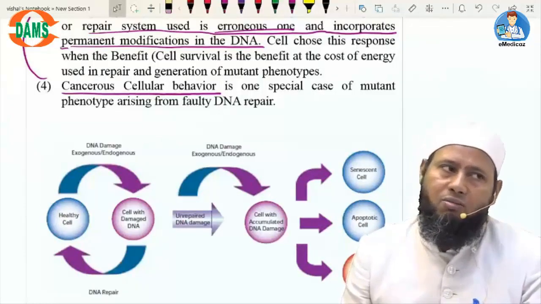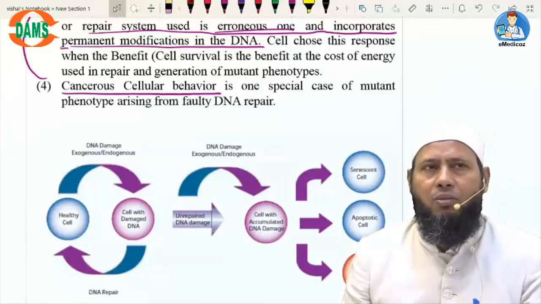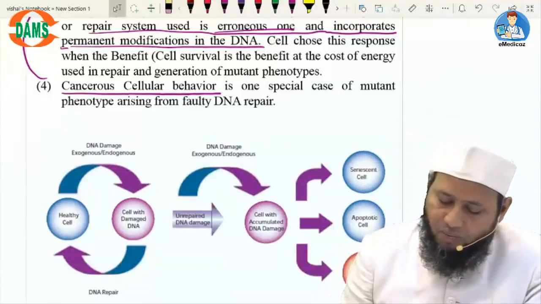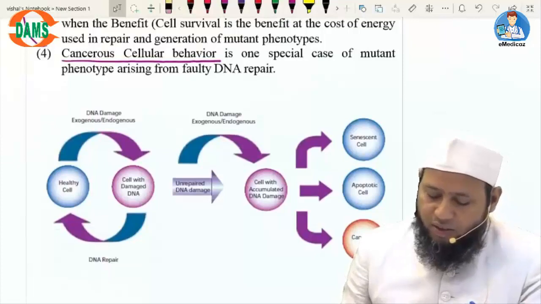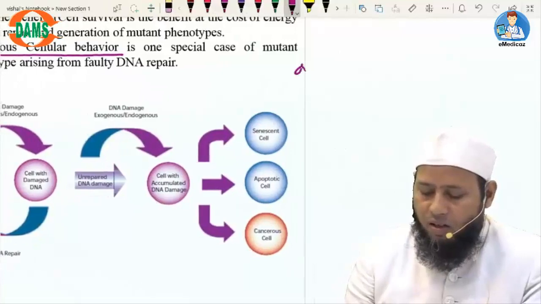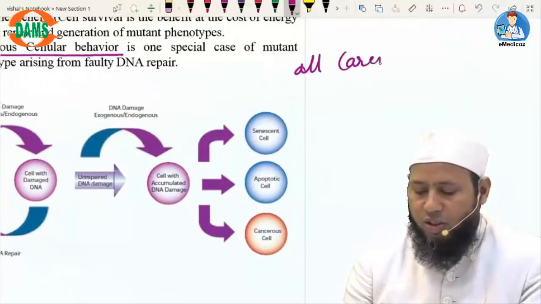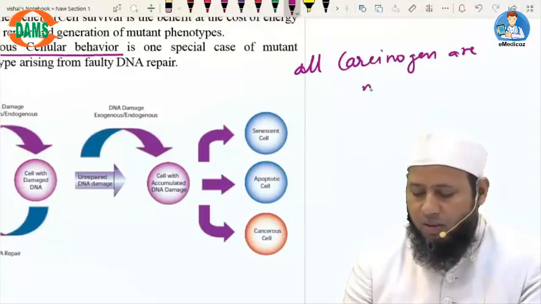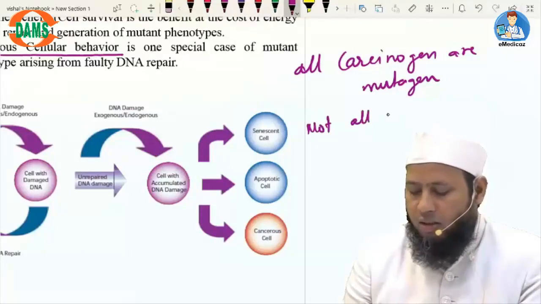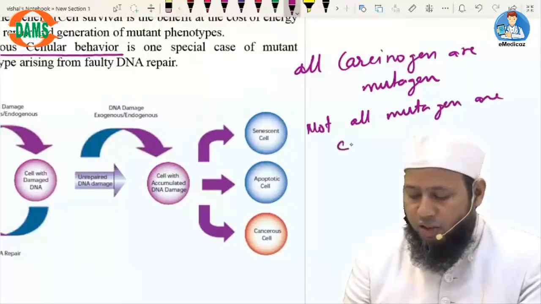They are called, what is it called? Carcinogen. They are called carcinogens because they result in cancer. So basically, all carcinogens are mutagens, but not all mutagens are carcinogens.